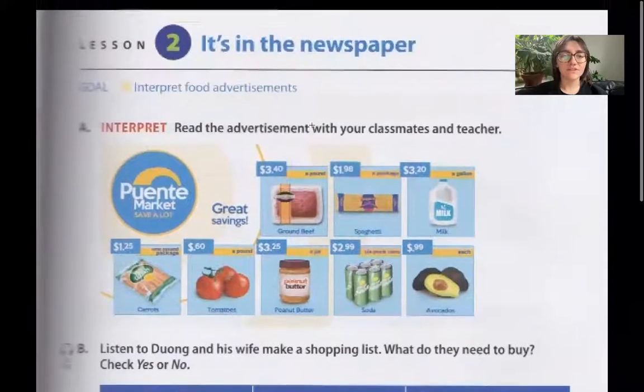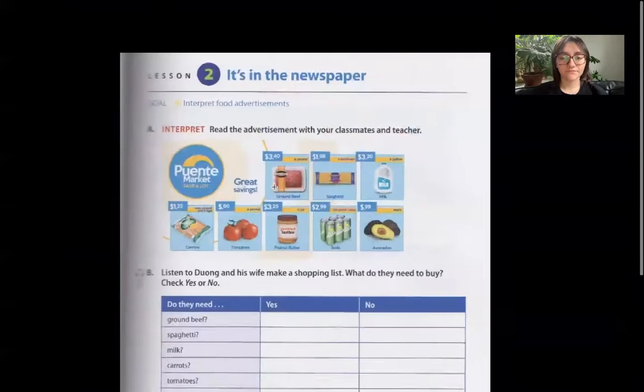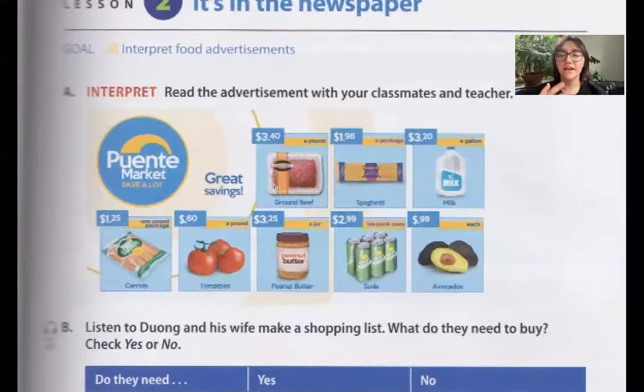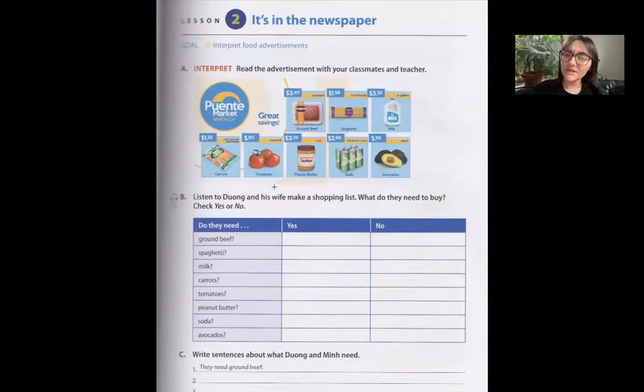So first we'll start in the beginning. We'd say it's in the newspaper, right? So basically what it's wanting us to do is look at the advertisements and kind of understand what they mean. It might be kind of hard to see because this is on your phone and we're doing this over a screen. But basically, we want to look at advertisements and see how much food is.